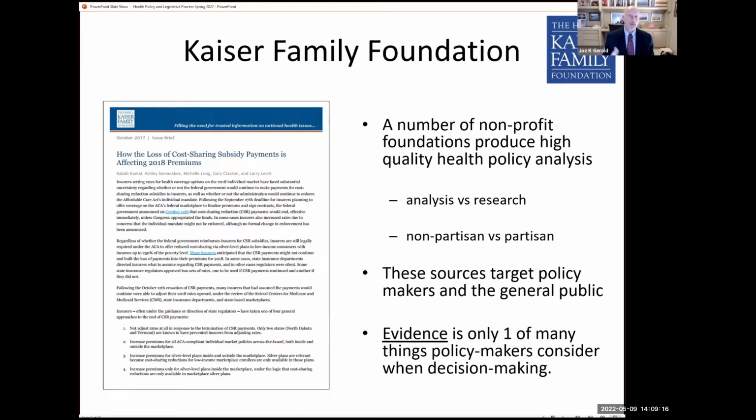Another key distinction that's useful to have in mind is the difference between partisan sources and nonpartisan sources.